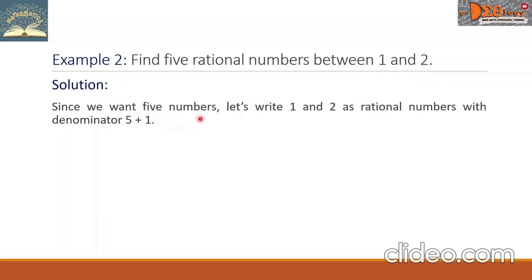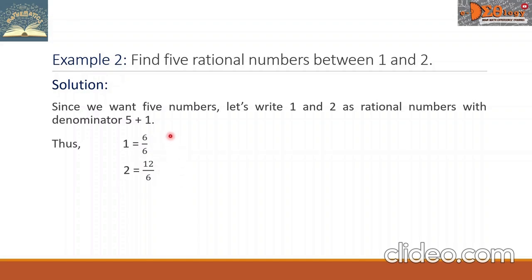Since we want 5 numbers, let us write 1 and 2 as rational numbers, with denominator 5 plus 1. Therefore, it is 6. So, the number 1 can be written as 6 over 6. For number 2, this is 12 over 6.